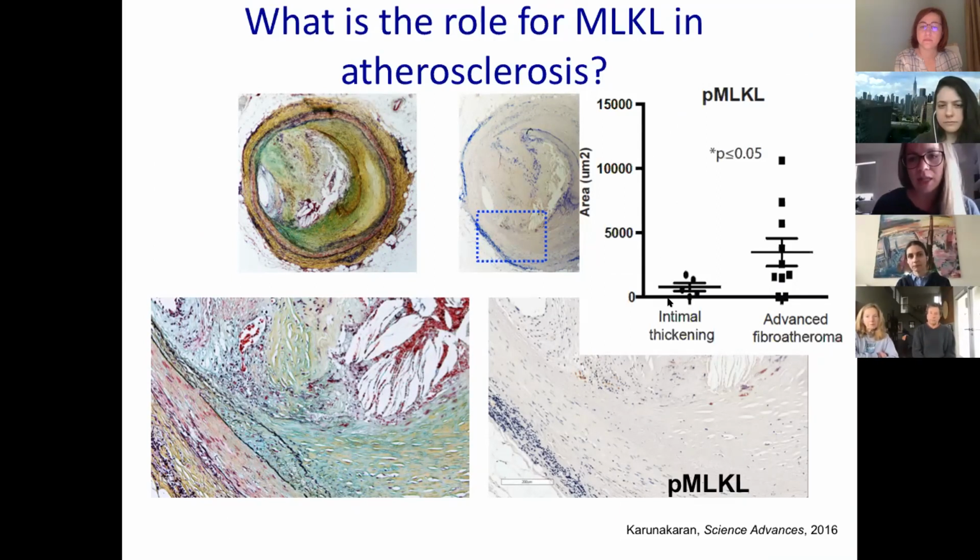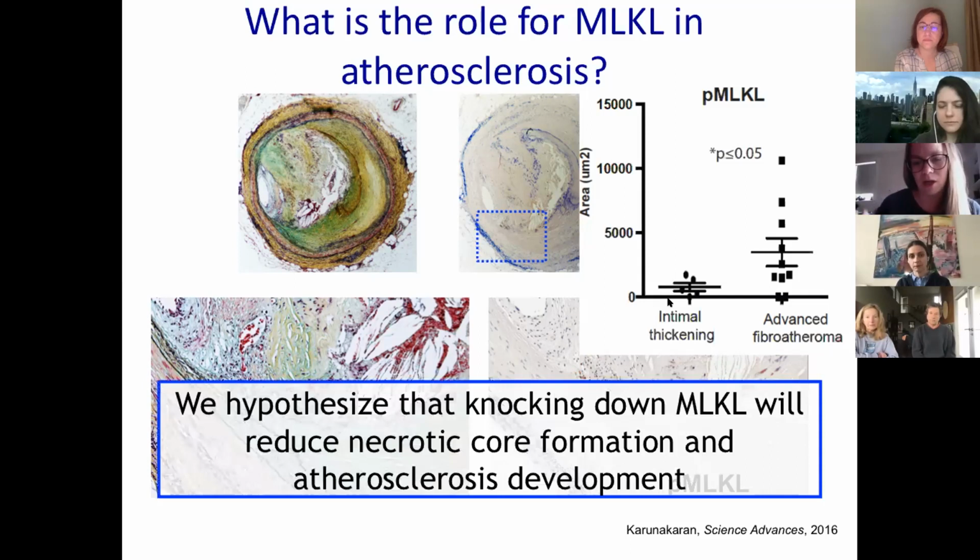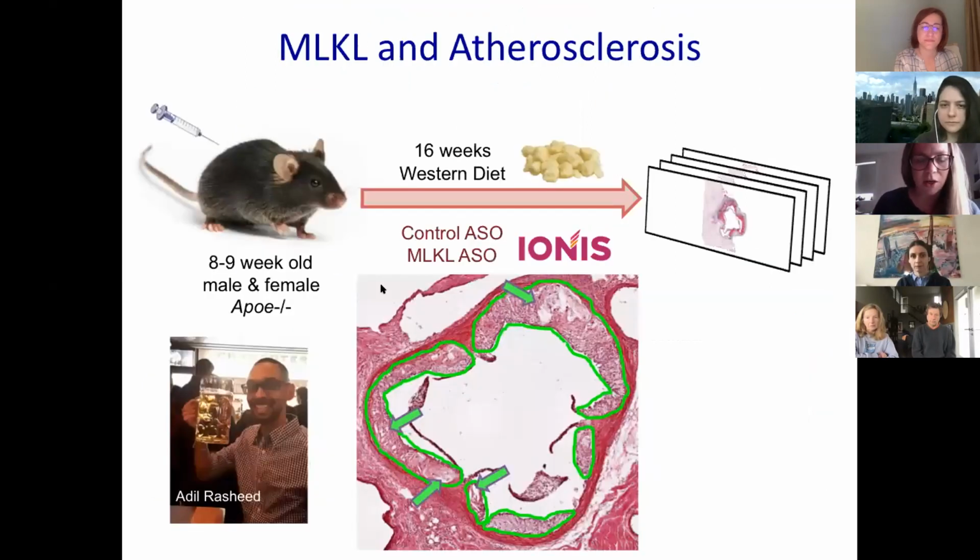So we wondered, if we deleted or knocked down MLKL, would that reduce necrotic core formation and atherosclerosis, just like it does with RIP3 or RIP1? This is the work that Adil has been working on for a while, who's going to tell you a little bit more at the end. He took ApoE knockout mice, fed them a typical Western diet, and treated them with antisense oligonucleotides, or ASOs, which Ionis Pharmaceuticals gave us. Either control ASO or ASO targeting MLKL, and we looked at lesions over a period of time.